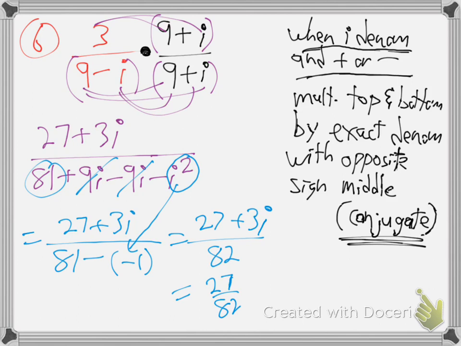27 over 82 plus 3 over 82i. You just have to separate. Just put the 82 under both of them and separate them. No big deal. There's our answer. Does that make sense? What did we do?